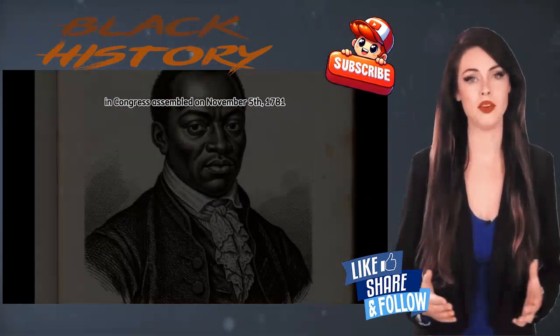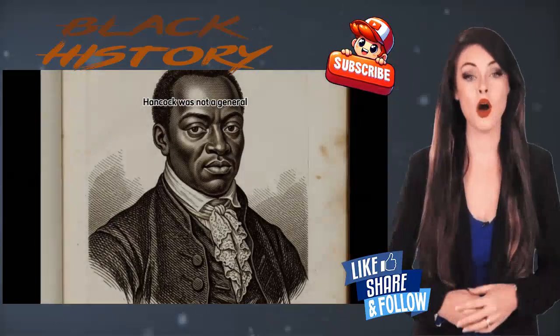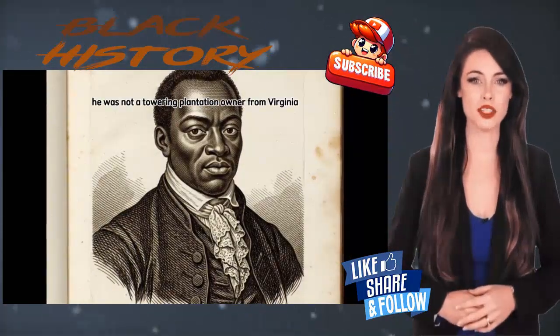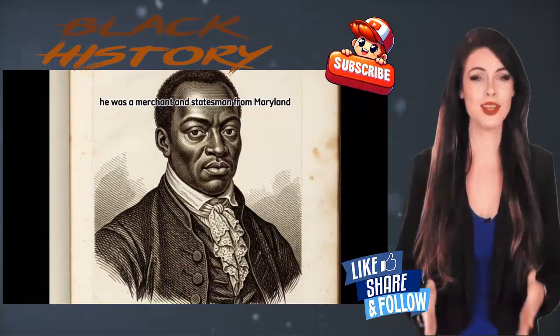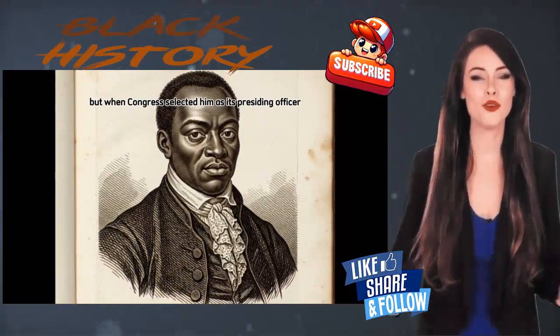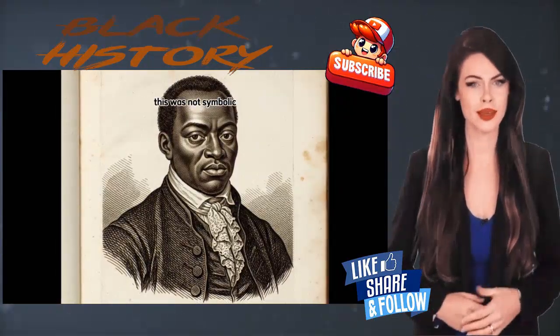On November 5, 1781, that office was filled by John Hanson. Hanson was not a general. He was not a towering plantation owner from Virginia. He was a merchant and statesman from Maryland. But when Congress selected him as its presiding officer, he became by title President of the United States.